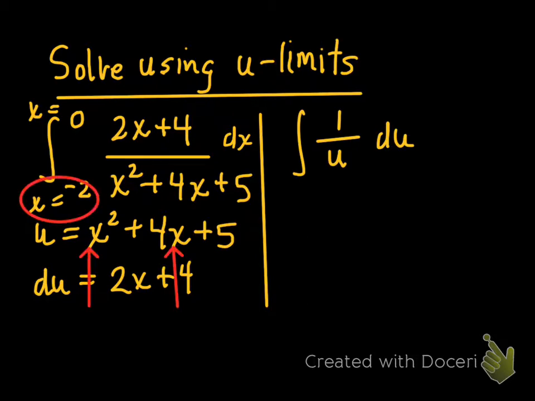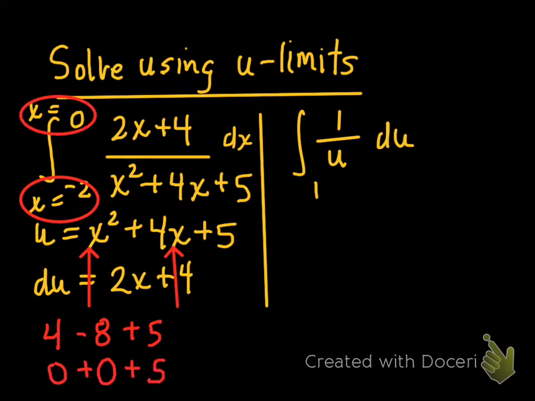And then if I put in a negative 2 for x, negative 2 squared is 4, and 4 times negative 2 is negative 8, plus 5, I get, well, you're already familiar with this. We've been down this road already. We get 1. So what I need to share with you is that our new limits of integration, instead of x limits going from negative 2 to 0, our u limits of integration go from 1 to 5. These are u limits of integration.